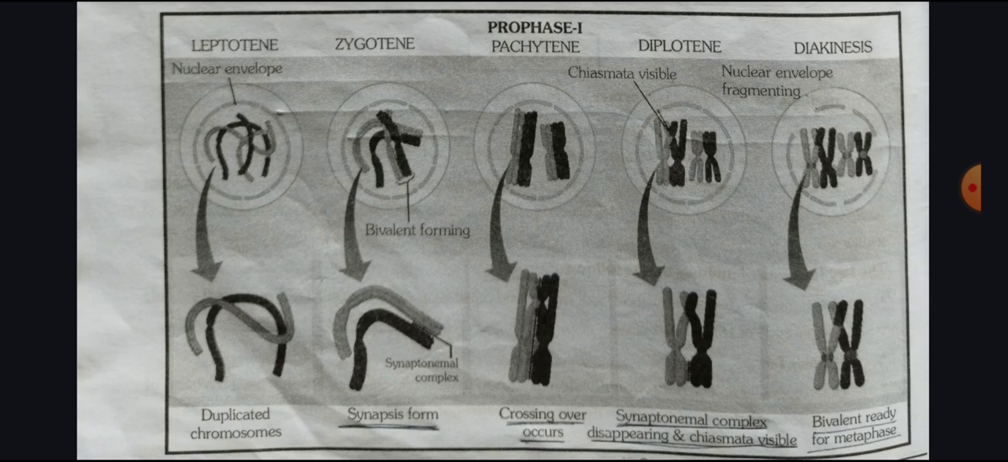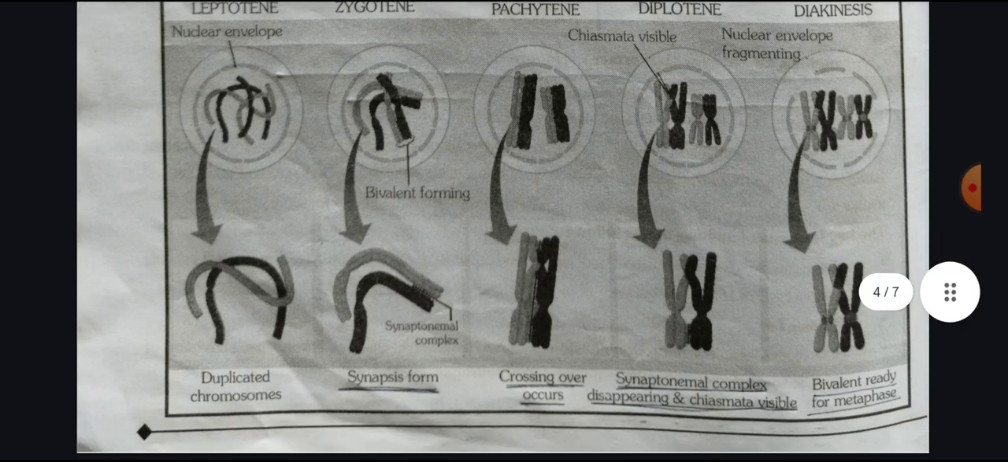First leptotene, then zygotene, then pachytene, then diplotene, then diakinesis. First, the duplicated chromosome. In zygotene, synapsis forms. In pachytene, crossing over occurs. In diplotene, the synaptonemal complex disappears and chiasmata are visible. Then the last stage, diakinesis: bivalents, ready for metaphase.